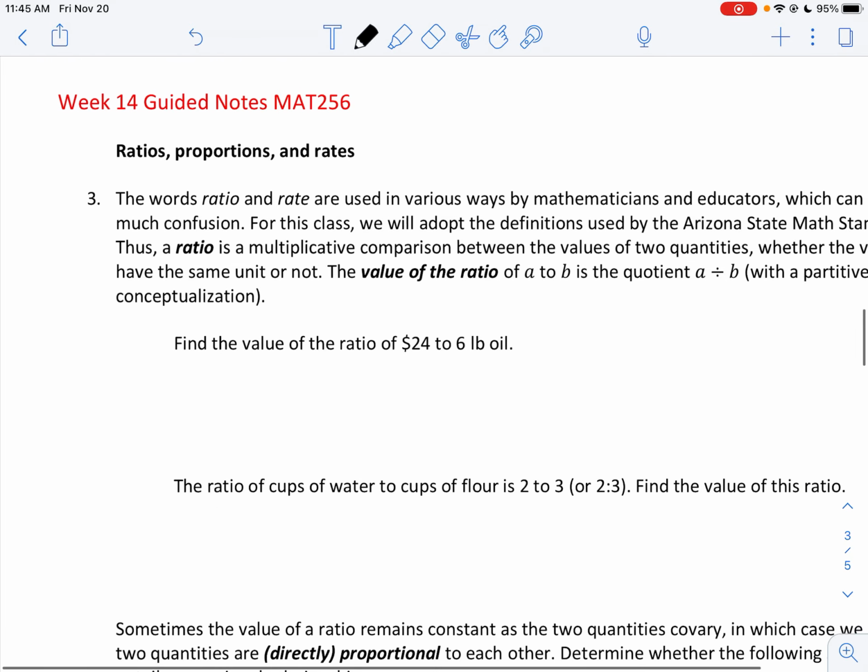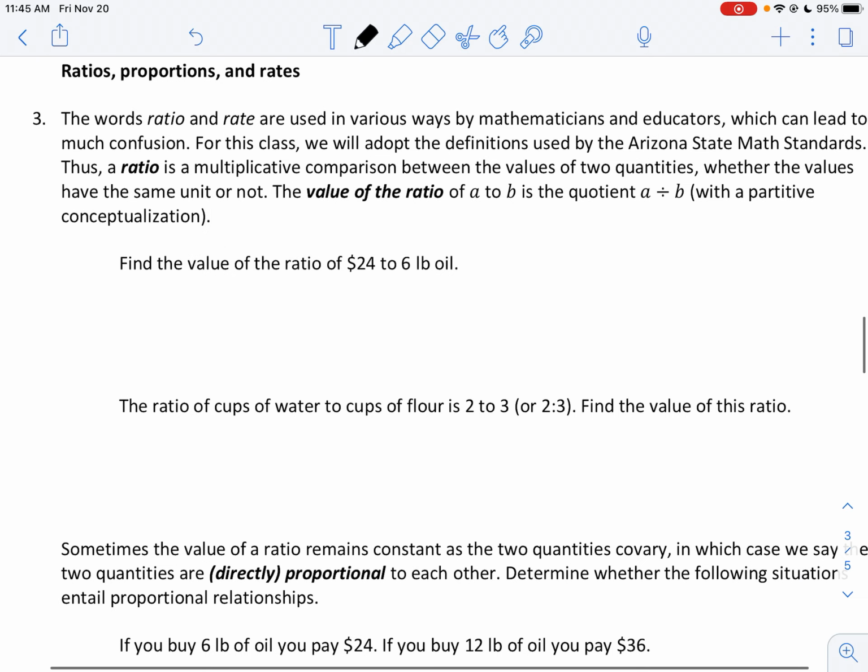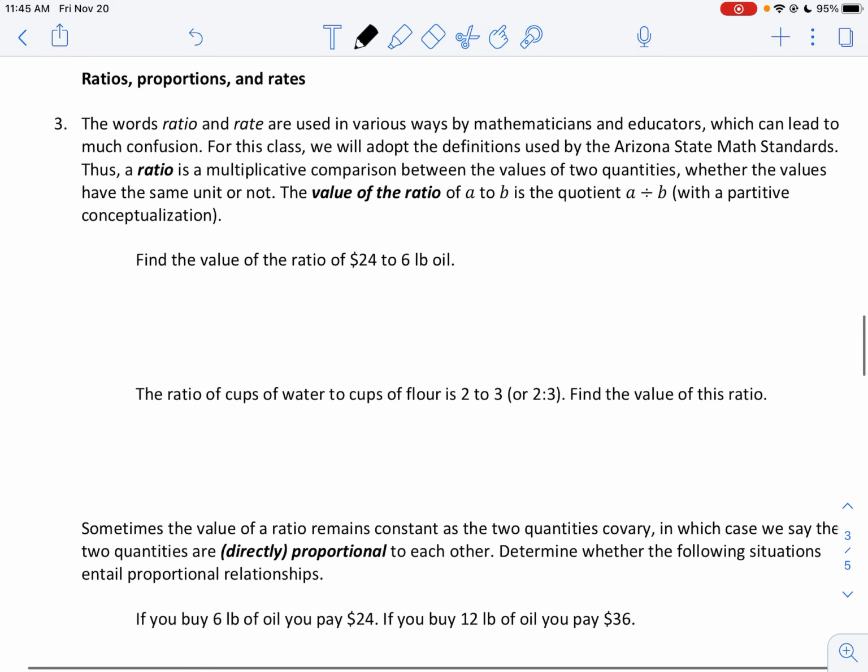Okay, now let's talk about ratios, proportions, and rates. The words ratio and rate are used in various ways by mathematicians and educators, which can lead to much confusion. For this class, we will adopt the definitions used by the Arizona State Math Standards.